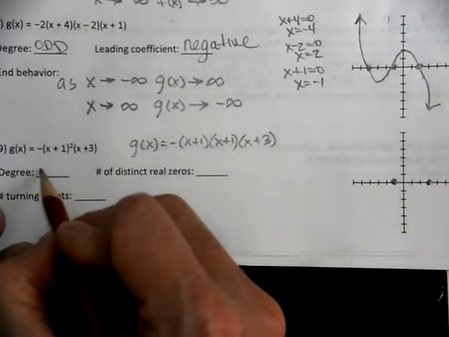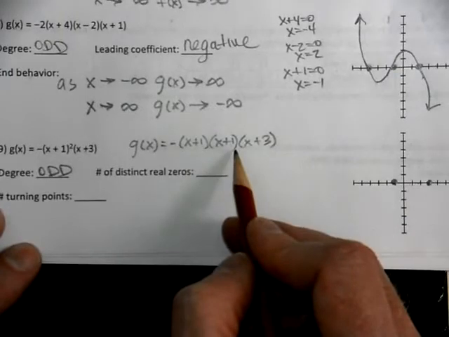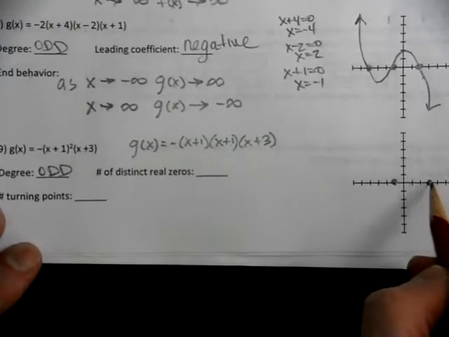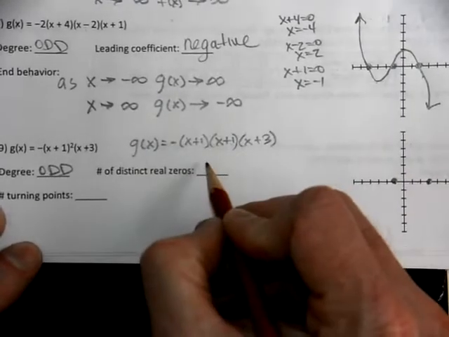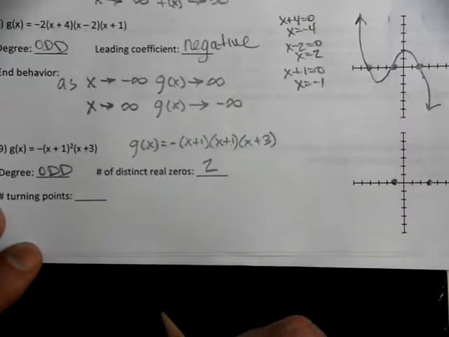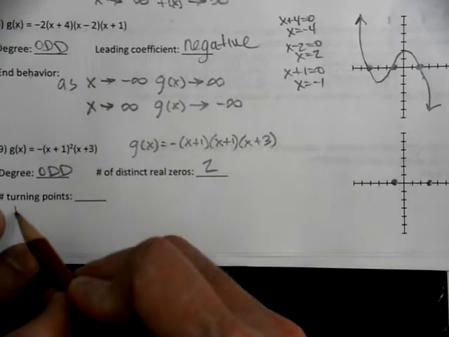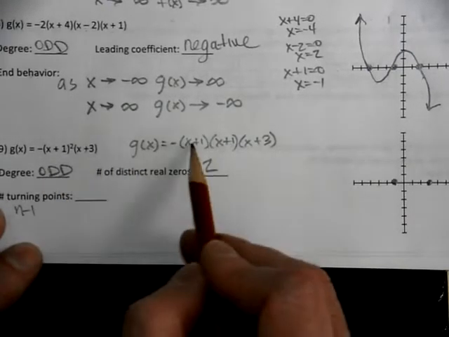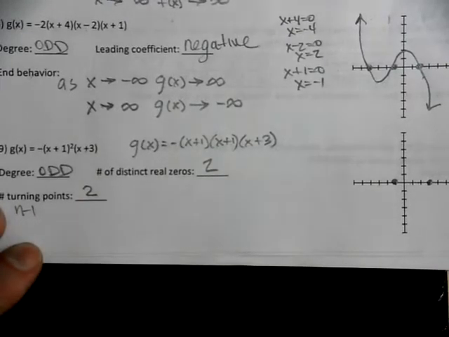We know the degree is odd because it's a 3. There's 3 different terms. The distinct number of zeros, the actual spots where the graph is going to touch the x-axis, is 2. And the turning points, let's see what happens. That's always going to be n minus 1, the degree minus 1. Since the degree is 3 minus 1, we're expecting there to be 2 turning points.